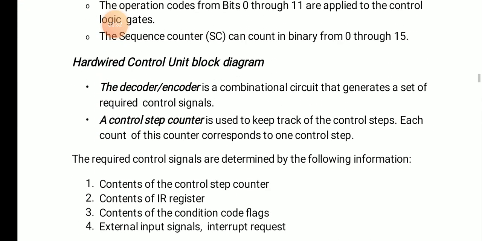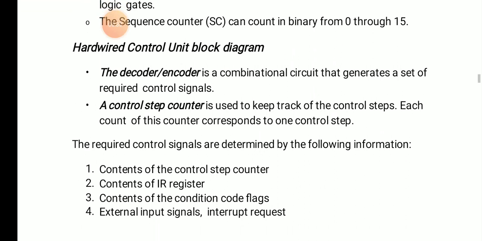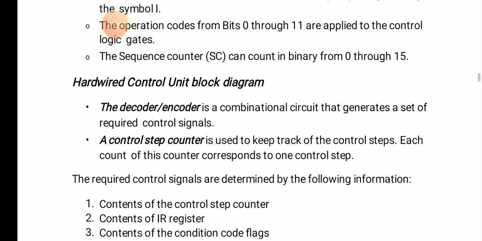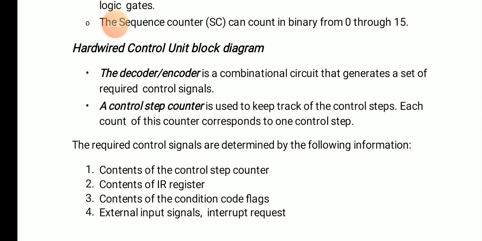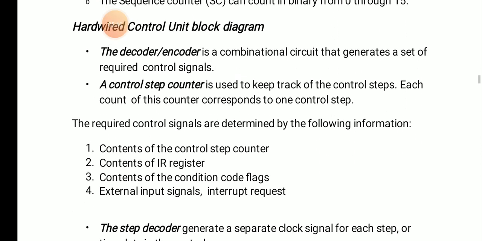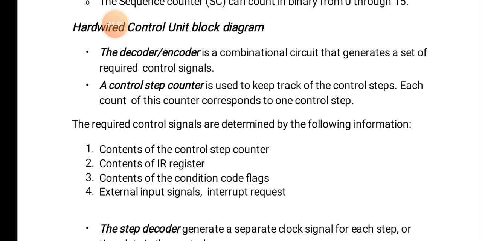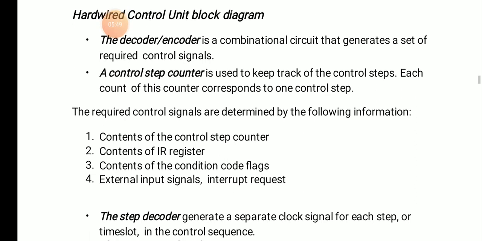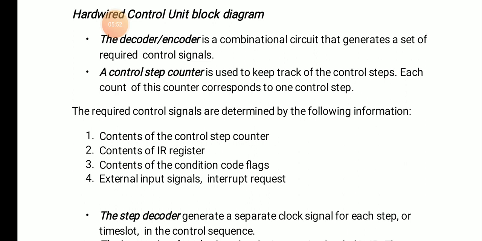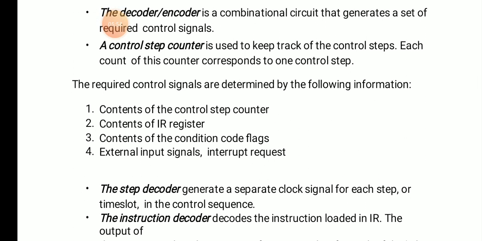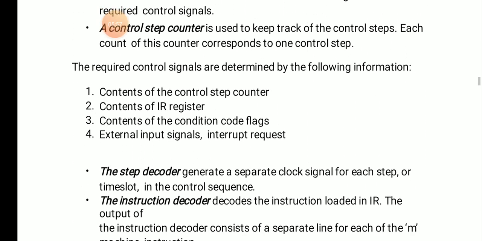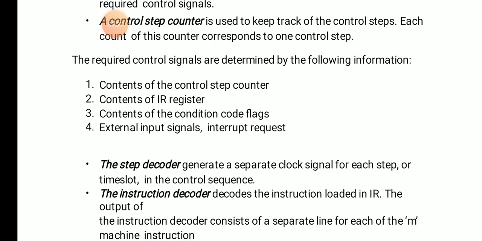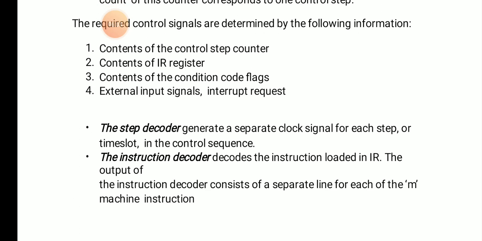Next, the hardwired control unit block diagram. The decoder or encoder is a combinational circuit that generates the set of required control signals. A control step counter is used to keep track of control steps. Each count of this counter corresponds to one control step. The required control signals are determined by the following information: the contents of the control step counter, the contents of the IR register, the contents of the condition code flags, external input signals and interrupt requests.